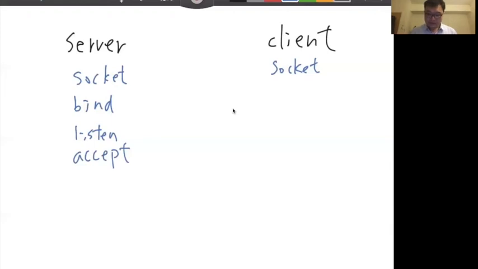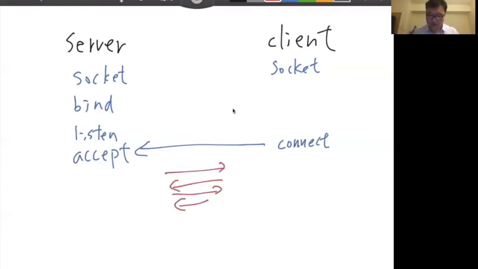And in this case, your client can use connect to connect to the server. For connect, you also need to provide the IP address, the phone number, of the server's information. Then you can make a connection. After you make this connection, you can do a lot of read and write. You can use read, write, send, or receive. So there's a couple of functions you can use.